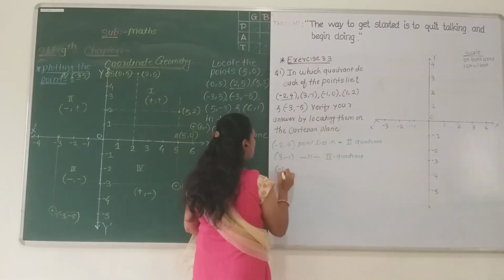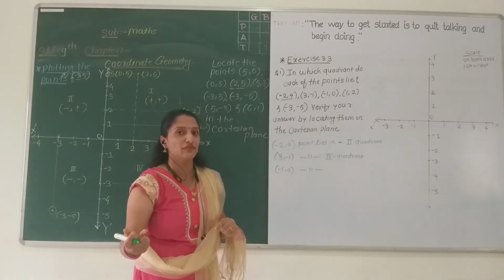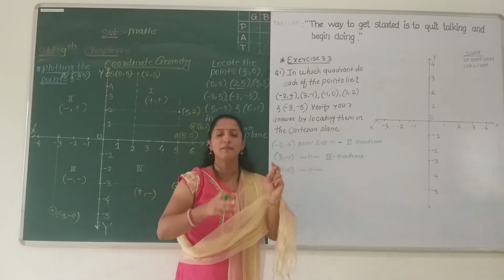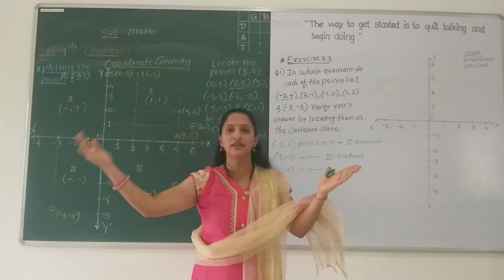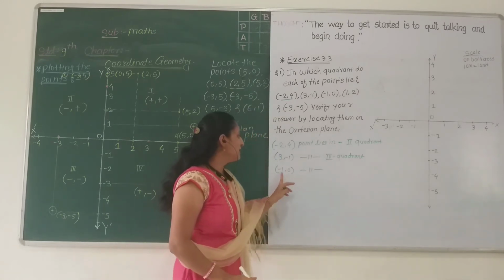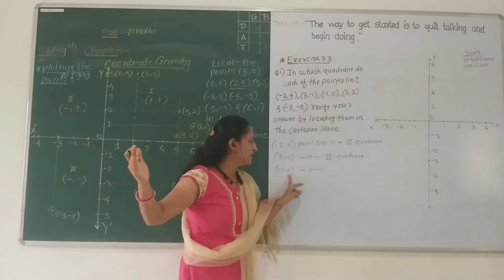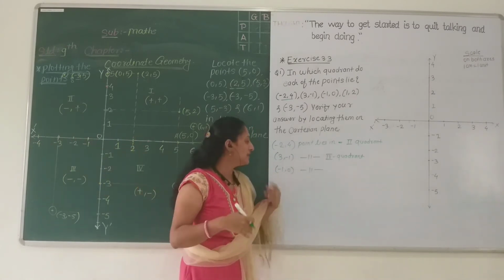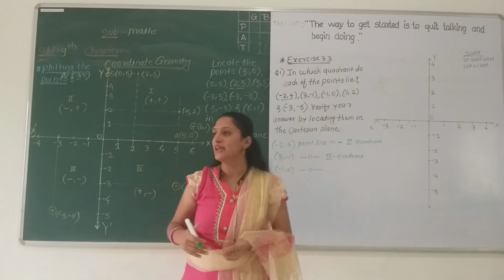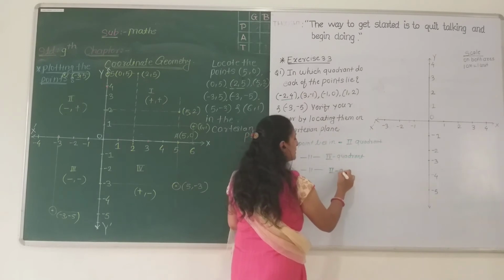Next one, negative 1, 0. Without looking at the figure, tell me, negative 1, 0. Just imagine the plane. On the x-axis, here is positive, here is negative. On the y-axis, the upper part is positive, the lower part is negative. Now, negative 1 on the x-axis, and 0. That means the y coordinate is 0. It is present only on the x-axis. So it is on the negative x-axis, which lies on the second quadrant.